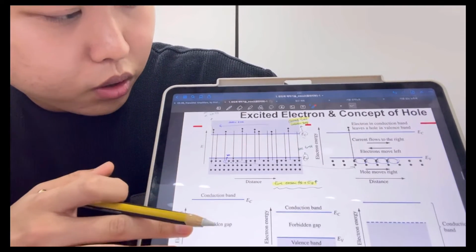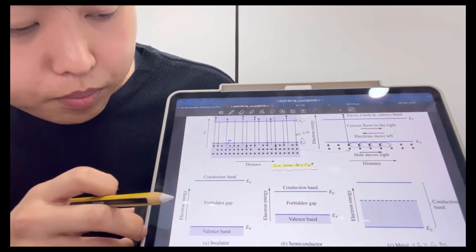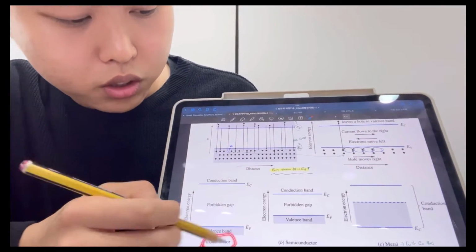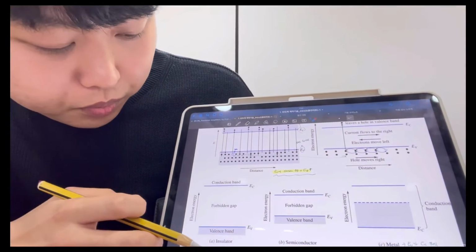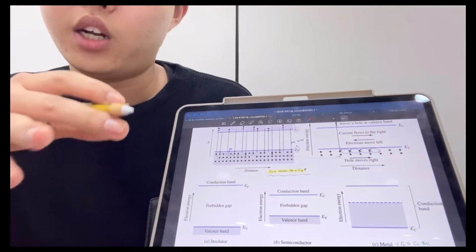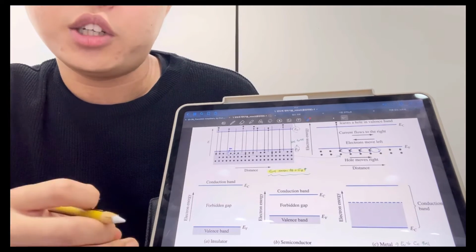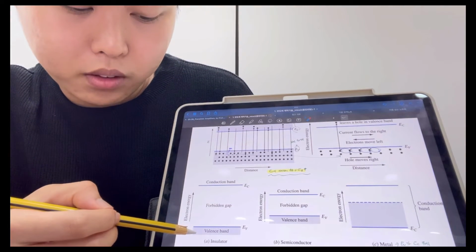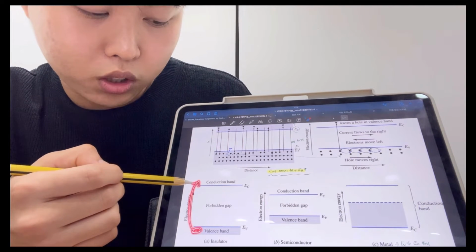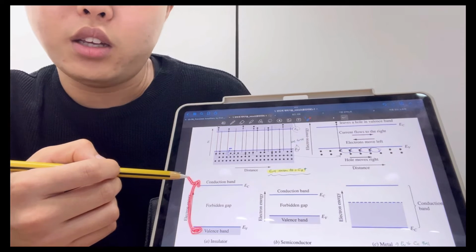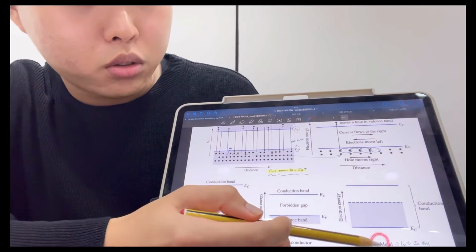Now we're going to have a look at the difference between insulator, semiconductor, and metal. Insulator has the largest forbidden band because it insulates materials. Electrons will find it hard to jump up to the conduction band even if they get thermal energy or optical light. But let's have a look at the metal.